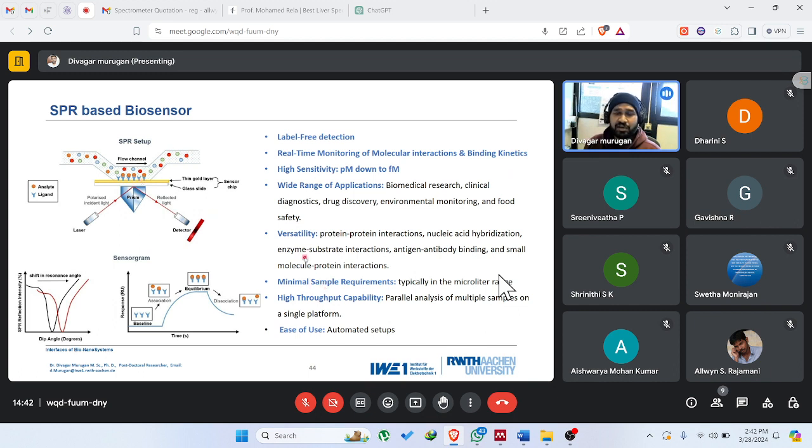The other things are very common, like minimal sample requirements, high throughput capability, and ease of use. However, the most important things are real-time monitoring of molecular interactions to identify the binding affinity, which can be identified down to picomolar to femtomolar concentrations.